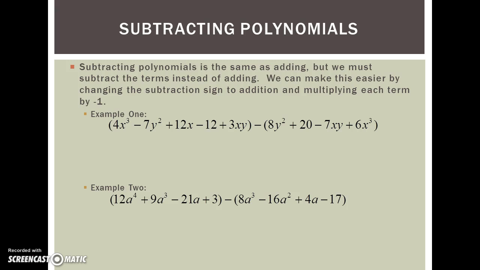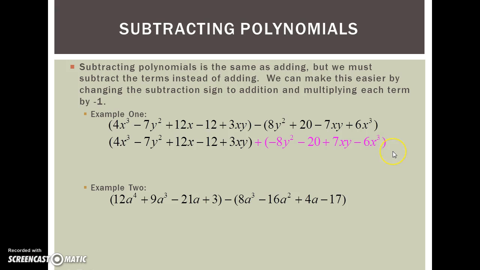We have the polynomial 4x to the third minus 7y squared plus 12x minus 12 plus 3xy minus 8y to the second plus 20 minus 7xy plus 6x to the third. So what we can do for subtraction to make it just like adding is we can change the second one. We change the subtraction sign to addition, and then we have to distribute the subtraction sign in front of each one. So this becomes negative 8y squared, negative 20, while negative times a negative is a positive 7xy, and negative times positive 6x is negative 6x to the third.